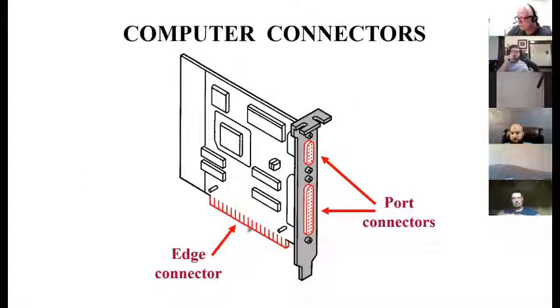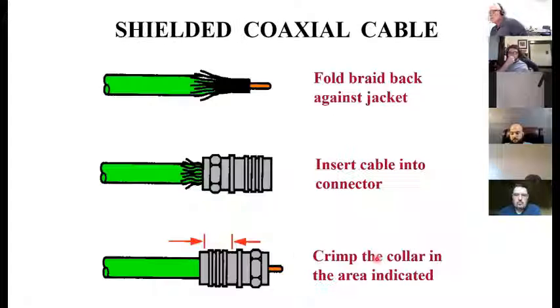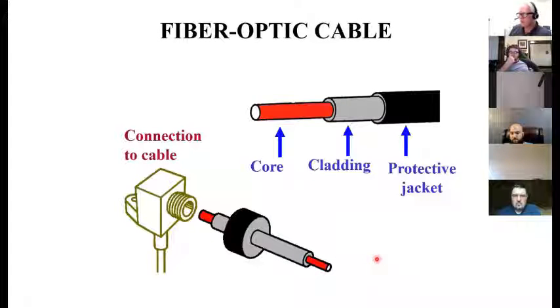The edge connector, we're talking about connections, and these just fit into a slot, and there's metal in the slot and there's metal on this that connect together. And the same thing inside of these. You've got pins and sockets. It's metal to metal connections. Coaxial cable shows how to do that, shows how to do fiber optics.